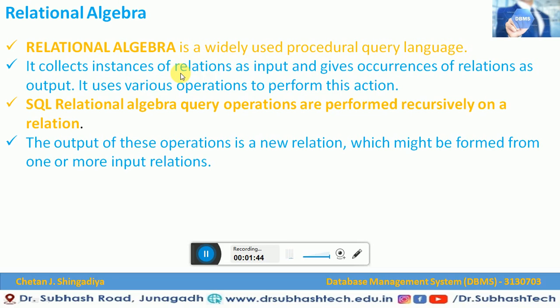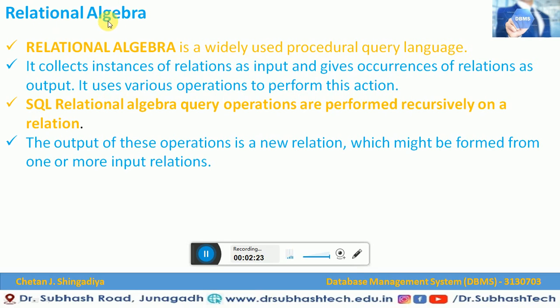Also it collects the instances of relations as an input and gives the occurrences of relations as an output. Now here I am going to explain that in relational algebra there are two things: one, we are discussing the input, and the other, the output. In the form of input it collects the instances of relations, or we can say a table, and it gives the occurrences of relations, or tables, in the form of output. Now it uses various operations to perform these actions.